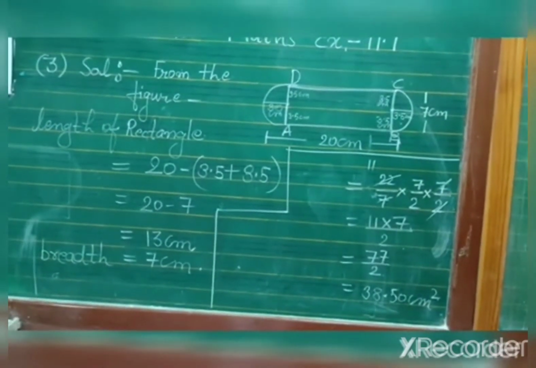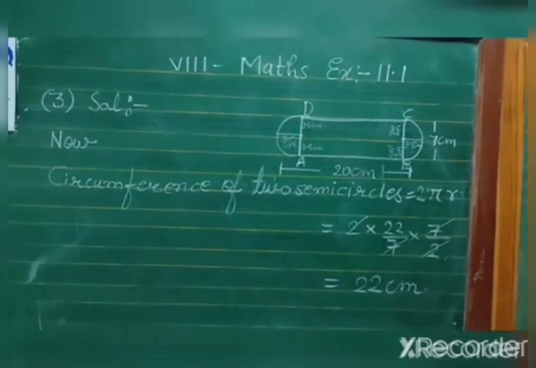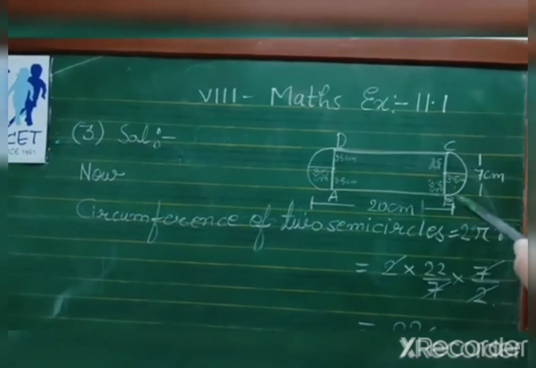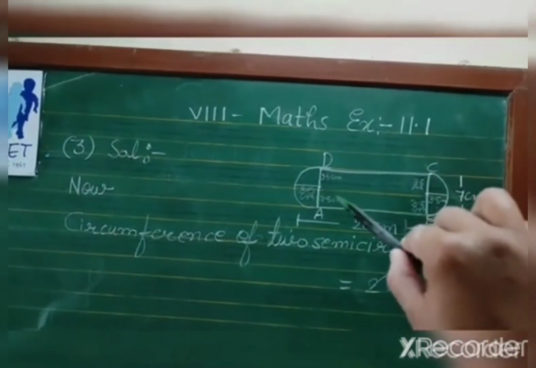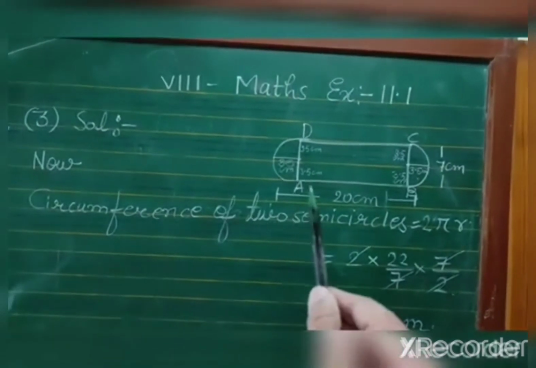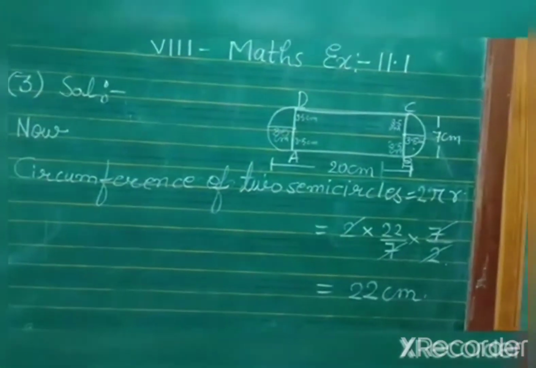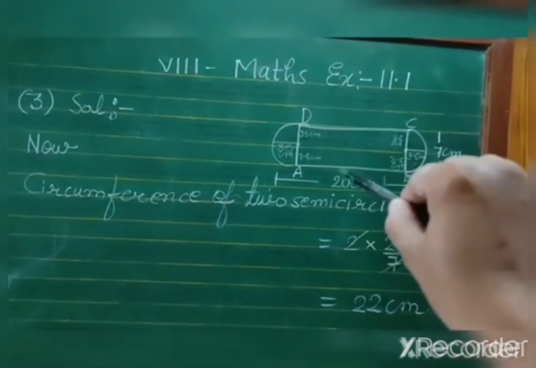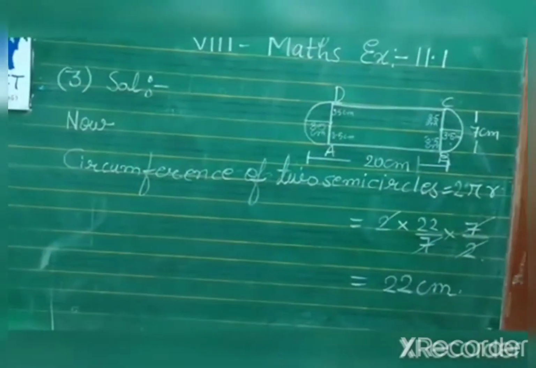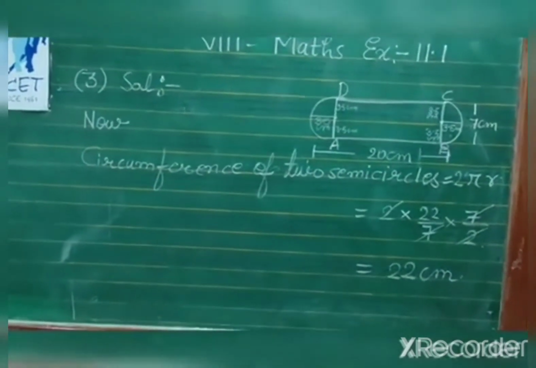Now we will calculate perimeter. Now from the figure you can see the perimeter. The definition of perimeter is the sum of the outer boundary. So in this rectangle we will not include the breadth. Okay. So the length of the rectangle is 20 minus 7, 13, which we already know. And here you can see semicircle, semicircle. When we join the semicircles, we will get a whole circle. So the circumference of 2 semicircles is equal to the circumference of 1 whole circle.